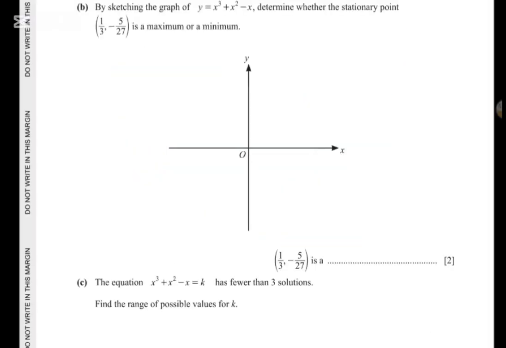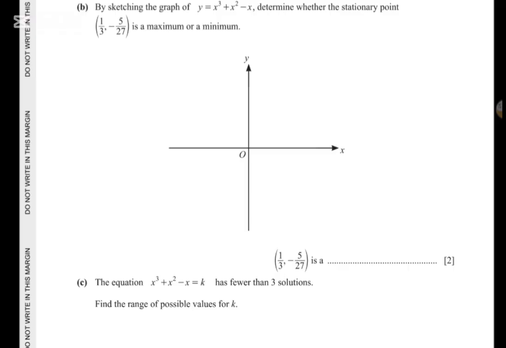Question number B. By sketching the graph of y is equal to x cube plus x square minus x, determine whether the stationary points, minus 1 by 3... minus 5 by 27, is maximum or minimum. So here we have to draw a graph. This is just sketching the graph. It is not the original graph. We don't need to point out all the coordinates of x and y here. We have to just sketch the graph.